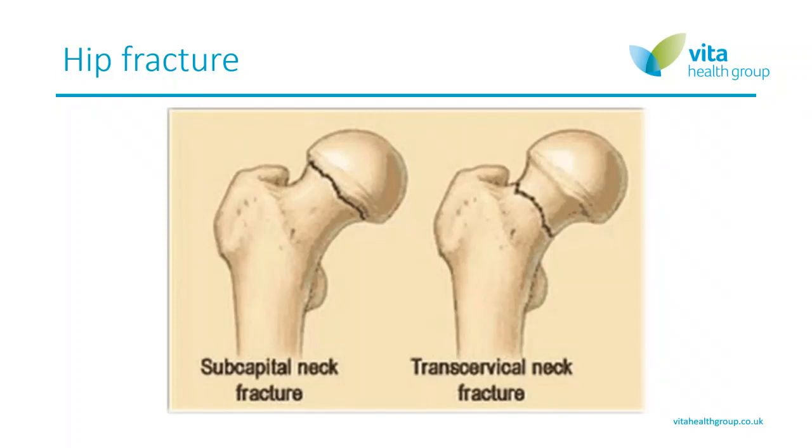The intertrochanteric hip fracture usually goes through the large bumps just below the neck. This fracture rarely interrupts the blood supply to the head of the femur. The broken surface of the bone may bleed, but not usually enough to cause serious problems. These fractures usually result from a direct blow or a fall.